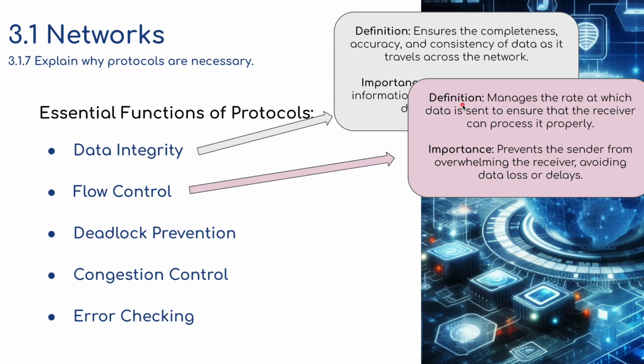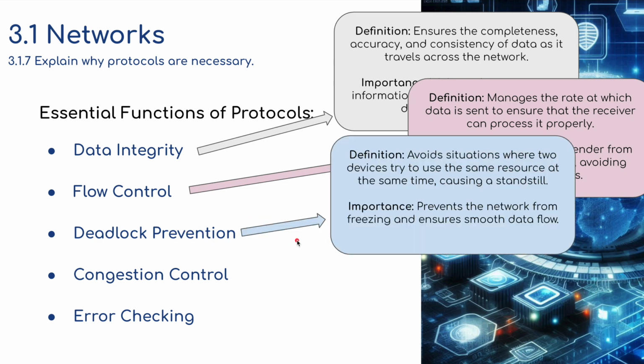Okay, flow control. Now this manages the rate at which data is sent to ensure that the receiver can process it properly. It prevents the sender from overwhelming the receiver, avoiding data loss or delays. We then move on to deadlock prevention. Again, it avoids situations where two devices try to use the same resource at the same time, causing a standstill, causing a bottleneck. It prevents the network from freezing and ensures smooth data flow.